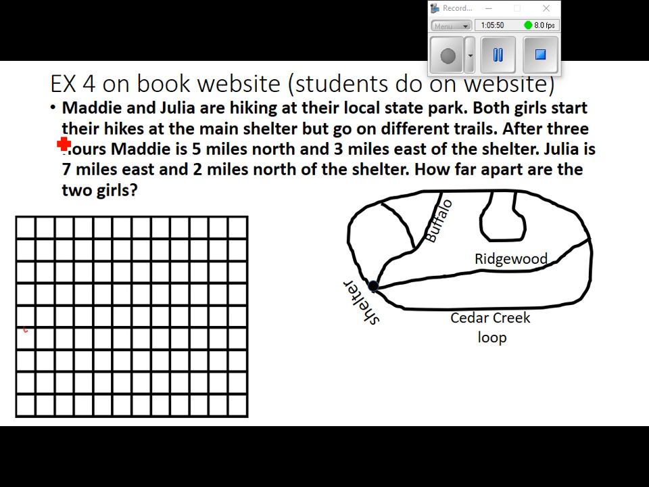Maddie and Julia are hiking at their local state park. Both girls start their hikes at the main shelter, but go on different trails. After 3 hours, Maddie is 5 miles north, 3 miles east of the shelter. Julia is 7 miles east and 2 miles north of the shelter. How far apart are the two girls?